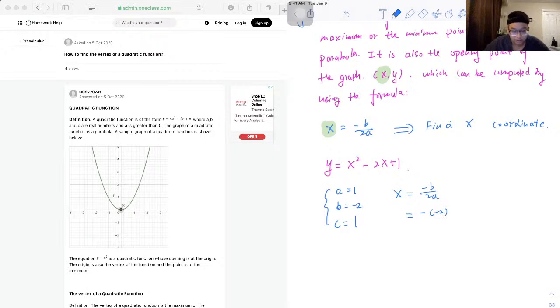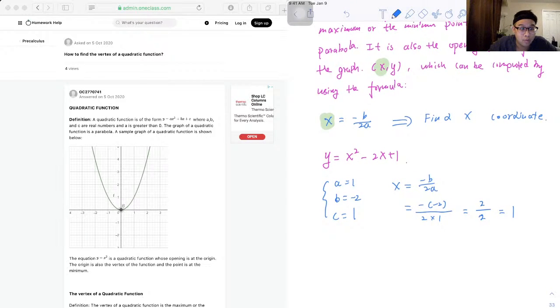Which is equal to -(-2), because b is equal to -2. And for 2a, it is just 2 times 1. Because -(-2) is just going to be 2 itself, and 2 times 1 is 2, and 2 over 2 is just 1. Right? So now we have our value for x. Now we can substitute it back to get our y.